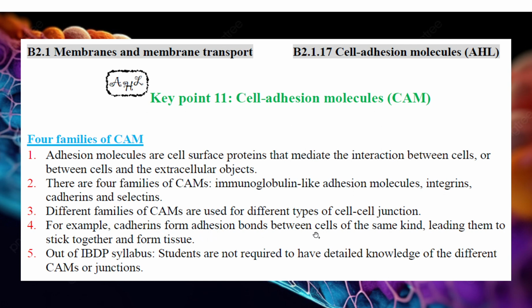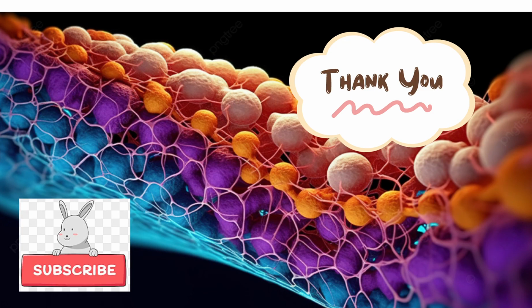Different families of CAMs are used for different types of cell junctions. For example, cadherins form adhesion bonds between cells of the same kind, allowing them to stick together to form tissue. Tissue is formed when cells adhere to each other by what? By this cadherin. It's outside our syllabus. You don't need to remember the details, but they will describe it in the question, on the exam paper, and you need to recognize by the description that it's CAMs, cell adhesion molecules. It helps to adhere cells together.